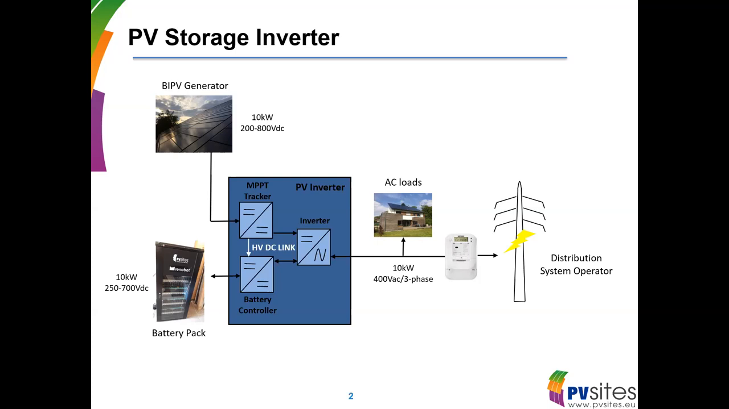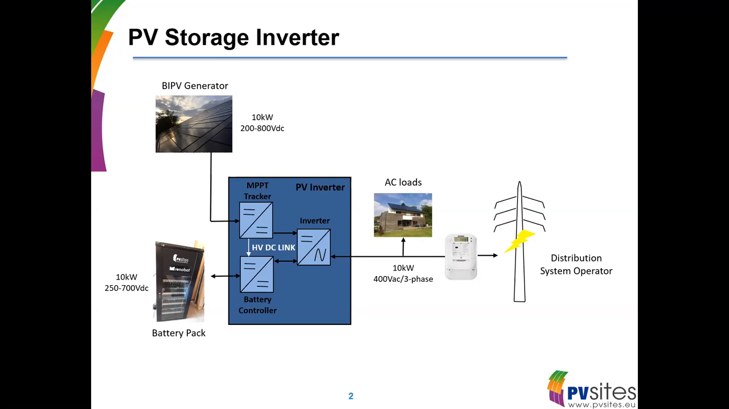So the main advantages of this new device is that we are combining these two inputs and we connect them directly through a high voltage DC link. This means that we avoid using the grid in order to charge the batteries from the BIPV, as this would be the case if we had a PV inverter and an additional inverter for the storage. So this way we avoid these conversion losses and we increase the efficiency of the system.